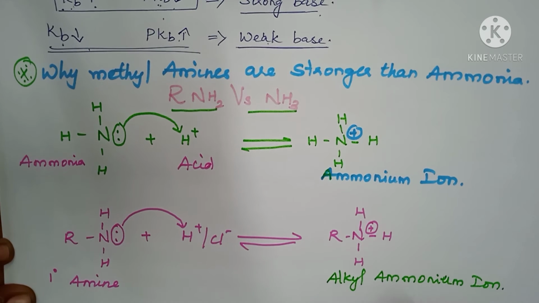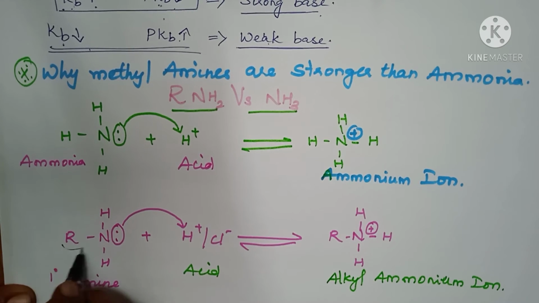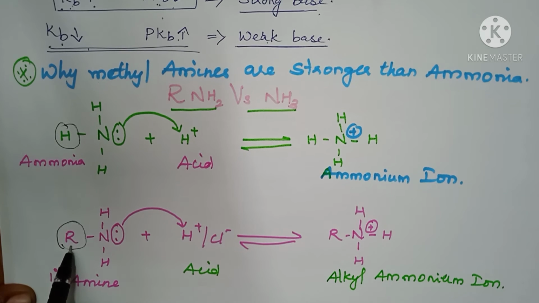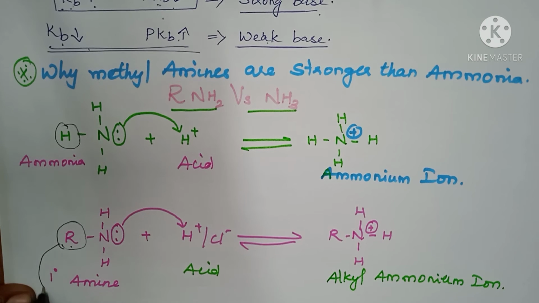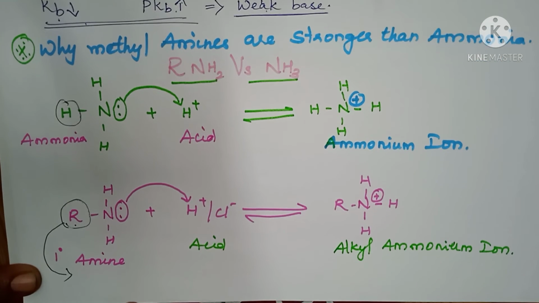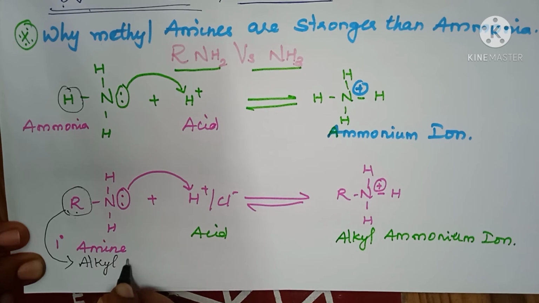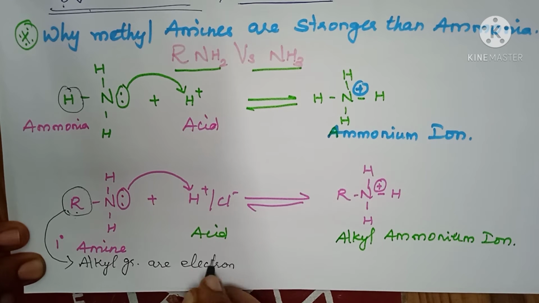Now we have to think. Okay, now see here, this is acid. Now this is actually the alkyl group. Here this is a hydrogen bond. Okay, now alkyl group, first point: alkyl groups are electron releasing groups. Do you remember, in 11th standard we have learnt? Okay, alkyl groups are electron releasing groups.